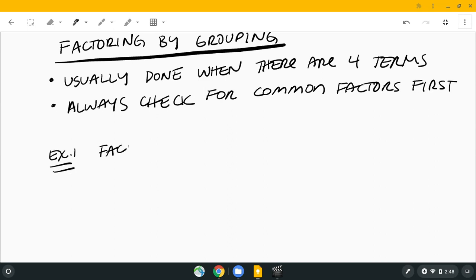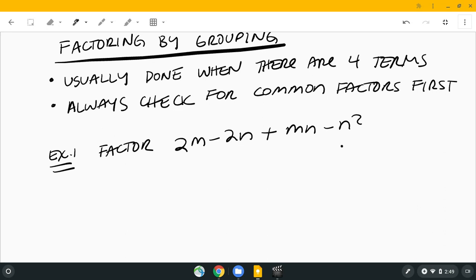Suppose I have to factor this: 2m minus 2n plus mn minus n squared. So I have these four terms, right? It's called factoring by grouping because you're going to break them up into groups. So 2m minus 2n, these two terms, this is one group. And mn minus n squared, this is your second group.